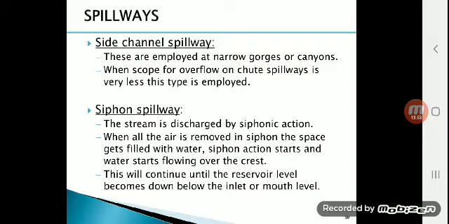The other is the side channel spillway. Beside the dam, a concrete channel will be designed, so that whenever required, we will make the water flow through these side channels beside the dam.